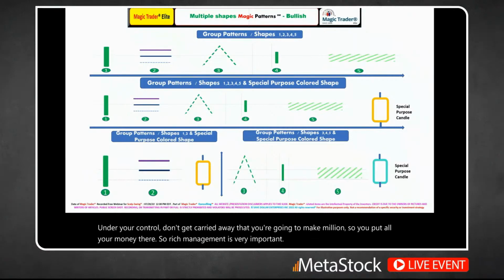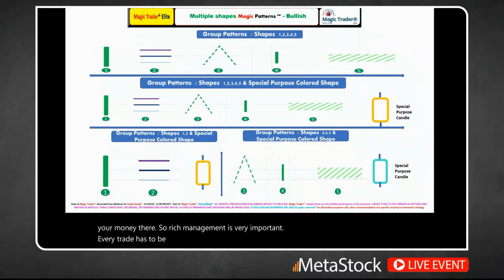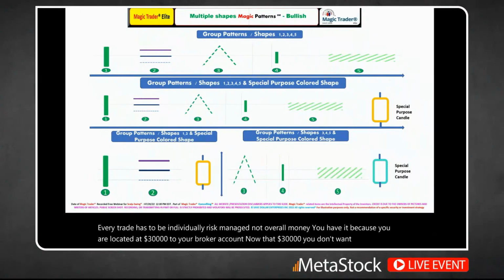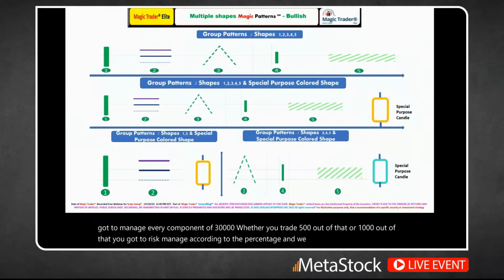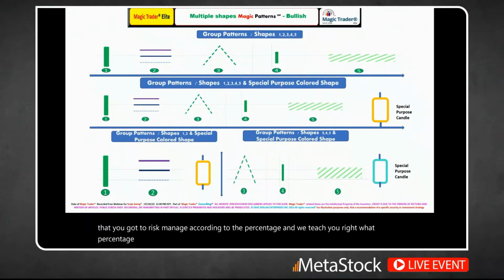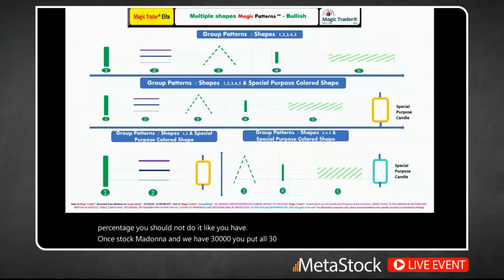Every trade has to be individually risk managed, not on the overall money you have, because you allocated $30,000 to your broker account. That $30,000 you don't want to lose, so you have to manage every component of the 30,000, whether you trade 500 out of that or 1,000 out of that. You have to risk manage according to the percentage, and we teach you what percentage you should not exceed. Like you have one stock, Moderna, and you have 30,000. You put all 30,000? No way I will ever do that.